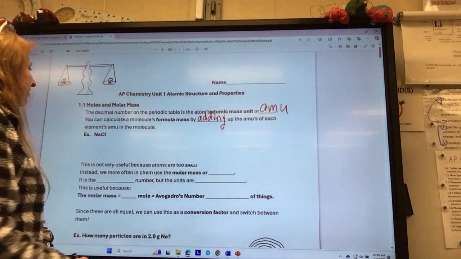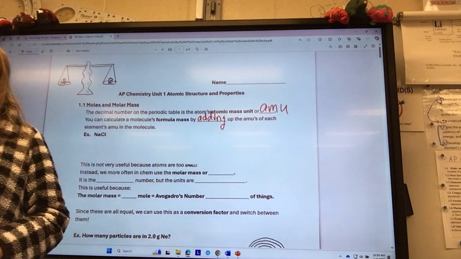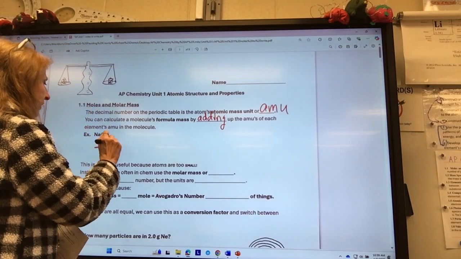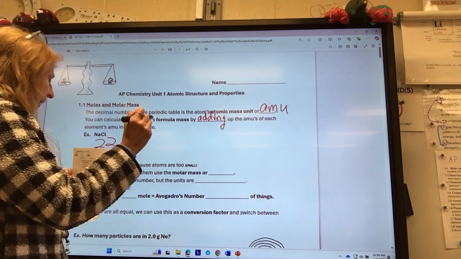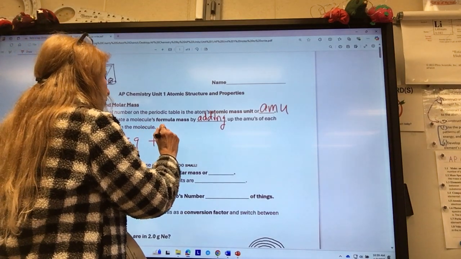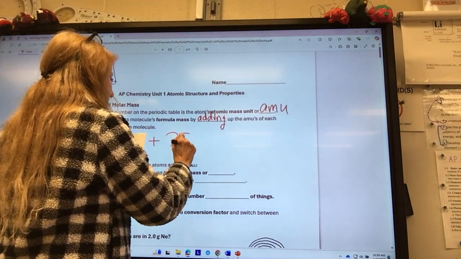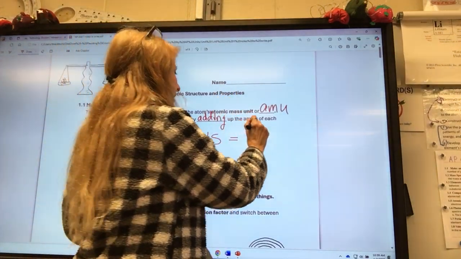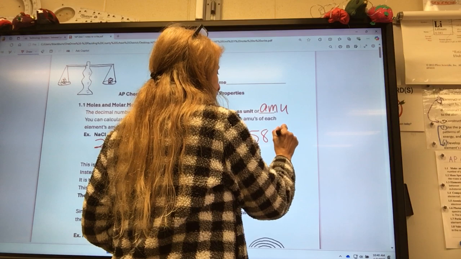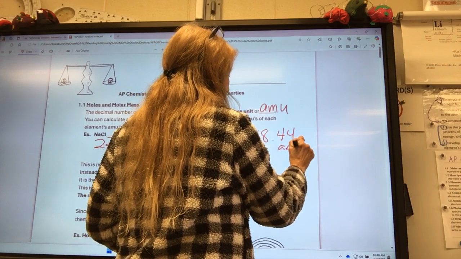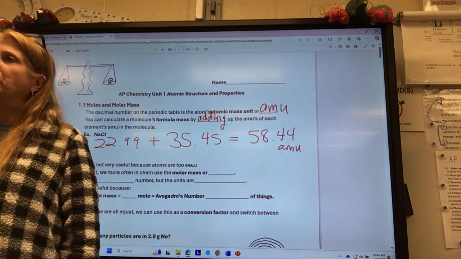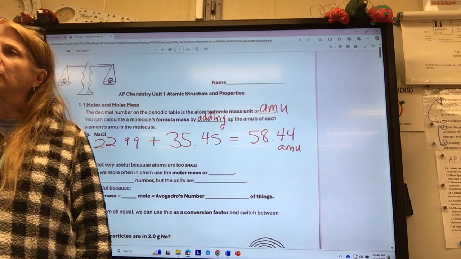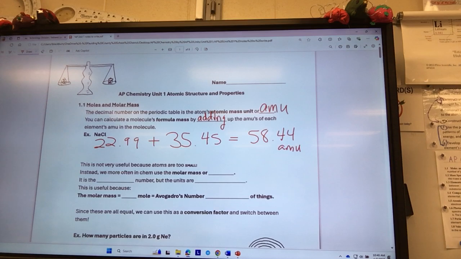Okay, so here's an example. Sodium chloride. We look on the periodic table, and the red number under sodium is 22.99, and the number under chloride, if it's an ion, is 35.45, and you add them up and you get 58.44 AMUs. Okay, everybody remember that from honors? Yes. Okay, good. Now, this is not very useful because atoms are too small. We can't go get one sodium chloride.